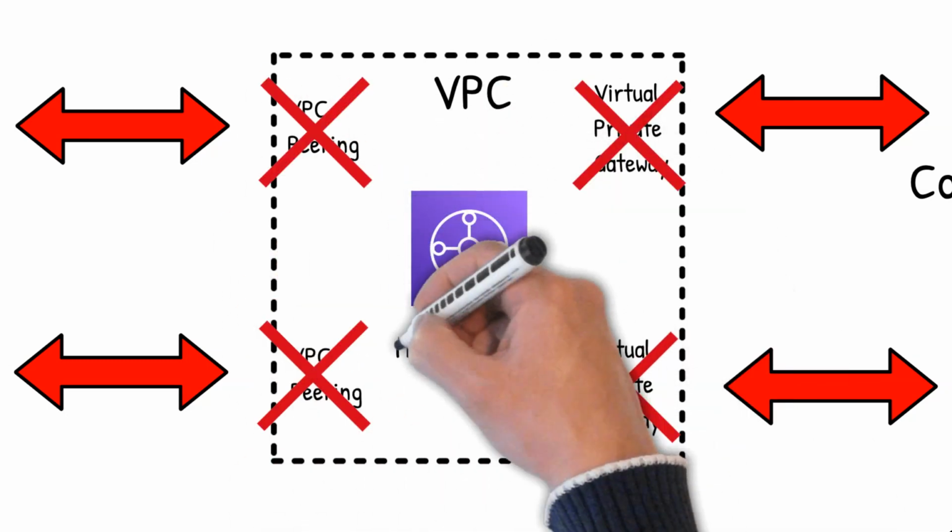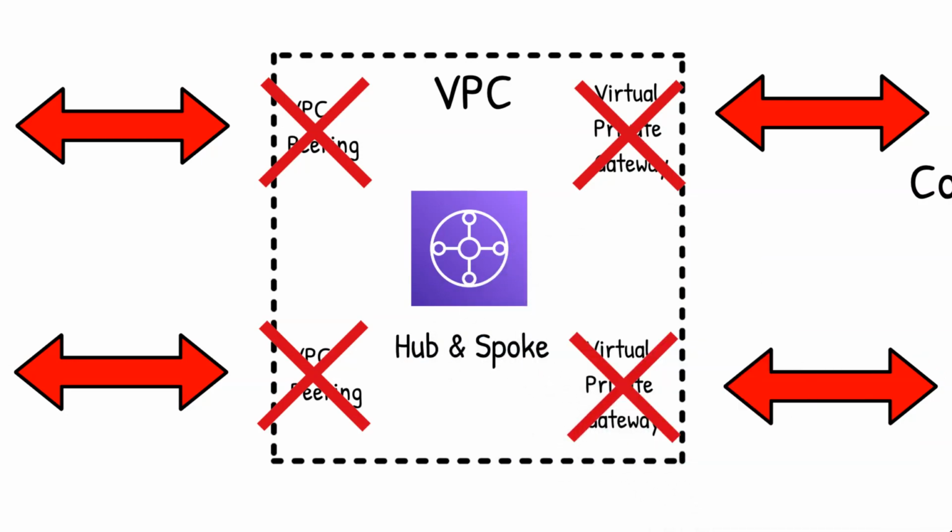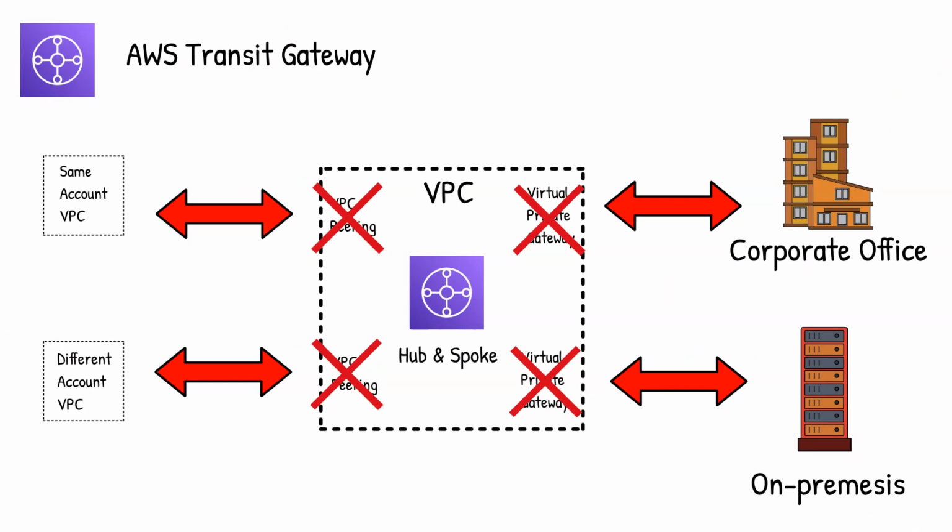AWS Transit Gateway is a service that enables customers to connect their VPCs and their on-premise networks to a single gateway. Transit Gateway acts as a hub that controls how traffic is routed among all the connected networks, which act like spokes.